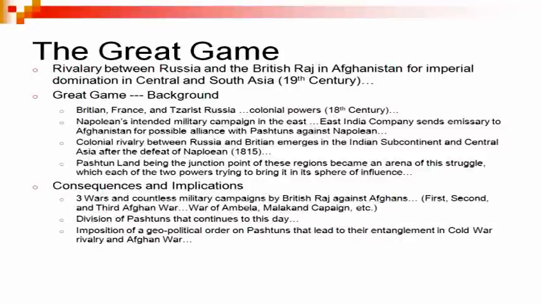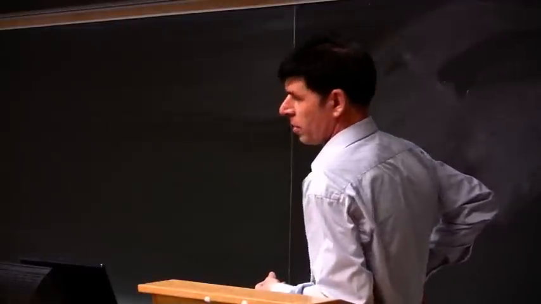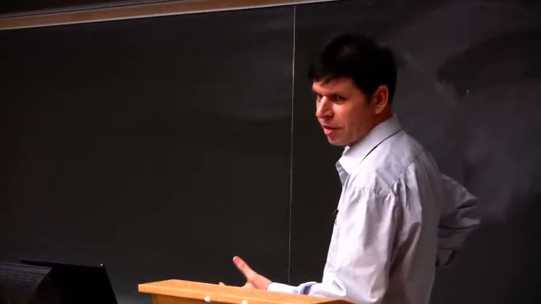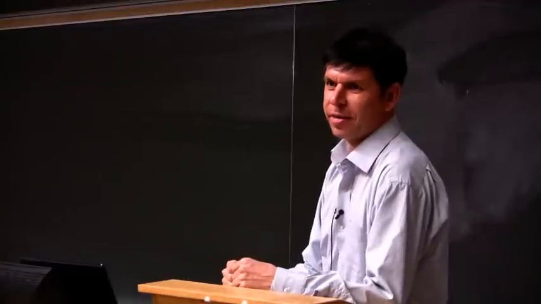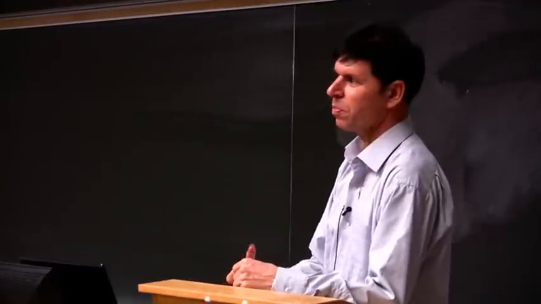As background, Britain, France, and Tsarist Russia were colonial powers in the 18th century. Because of Napoleon's intended military campaign in the East, the East India Company sent an emissary to Afghanistan for a possible alliance with the Pashtuns against Napoleon, around 1800. Subsequently, when Napoleon was defeated in Europe, the alliance between Russia and Britain against Napoleon ended, and their competition for imperial domination began in Central Asia.